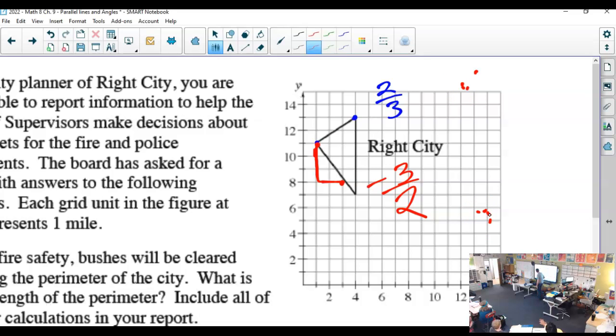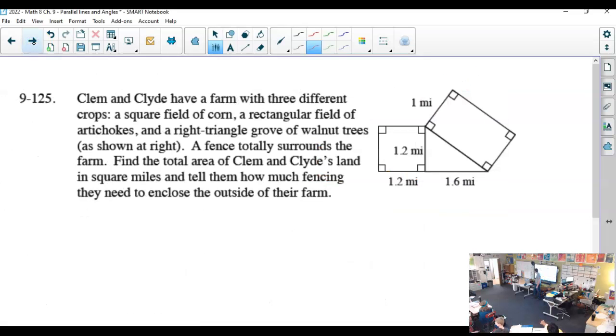Can I ask? Yeah. Are there actual cities that are in the shape of triangles? I mean, there are very interesting cities all over the place because city planner is a job. Like, literally planning out cities is a job.